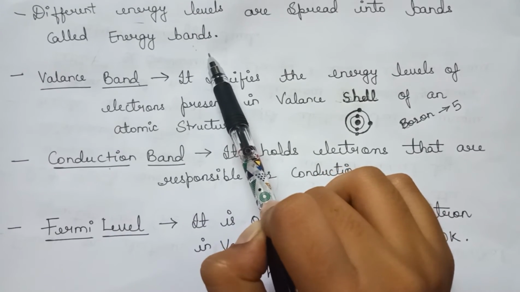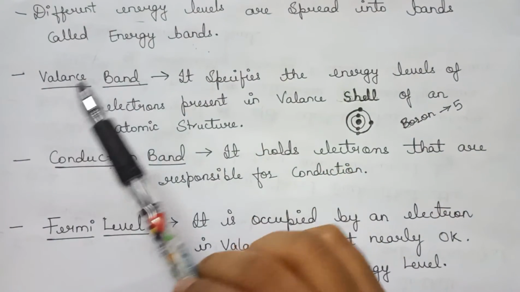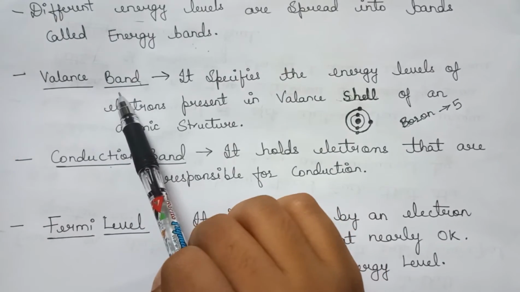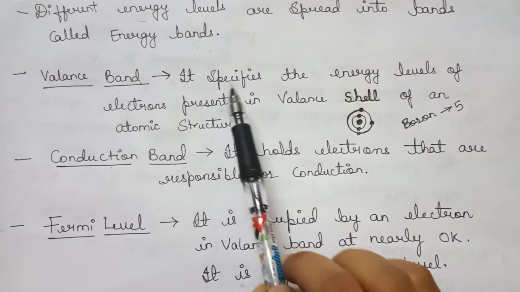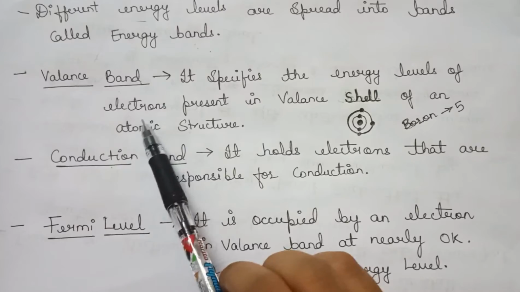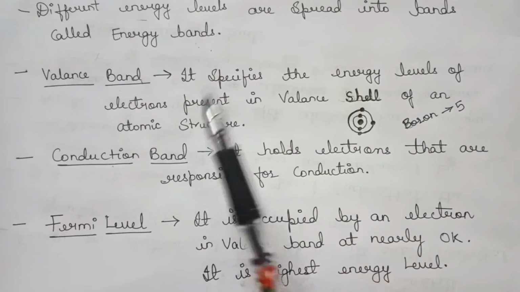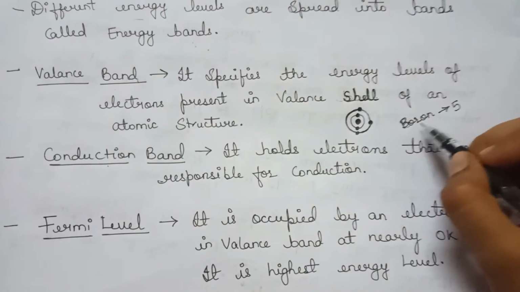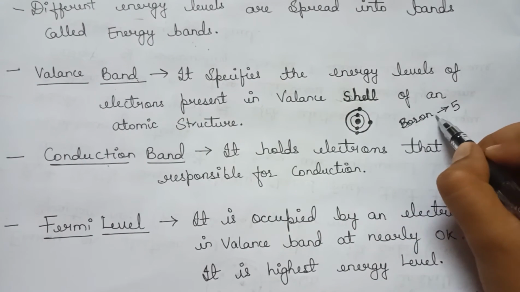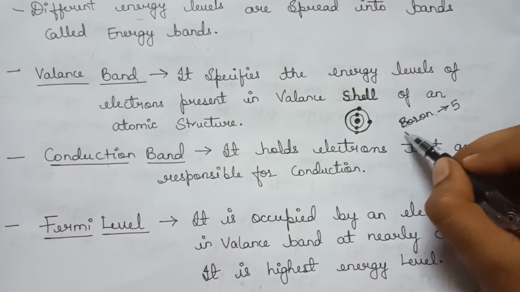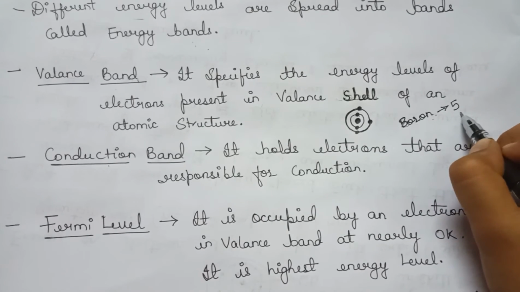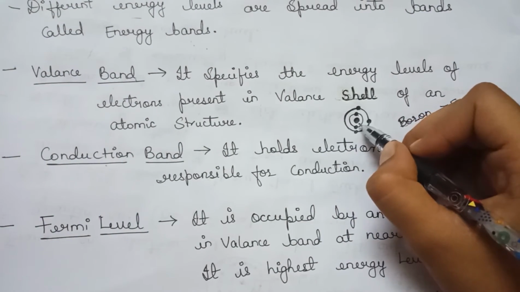Now let's know some terms related to energy bands. First is the valence band. The valence band specifies the energy level of electrons present in the valence shell of an atomic structure. Let's take an example. We have taken an example of boron. Boron's atomic number is 5. So this is the atomic structure of boron.